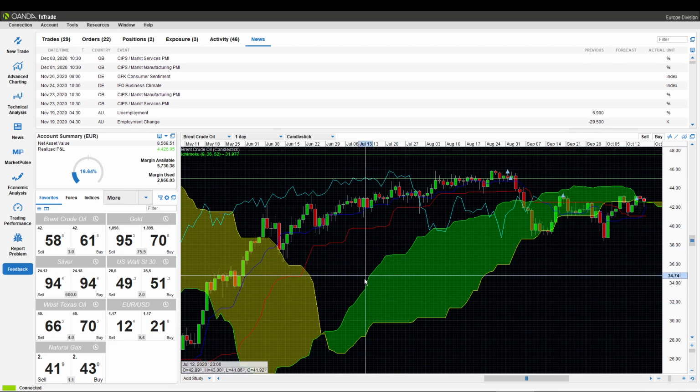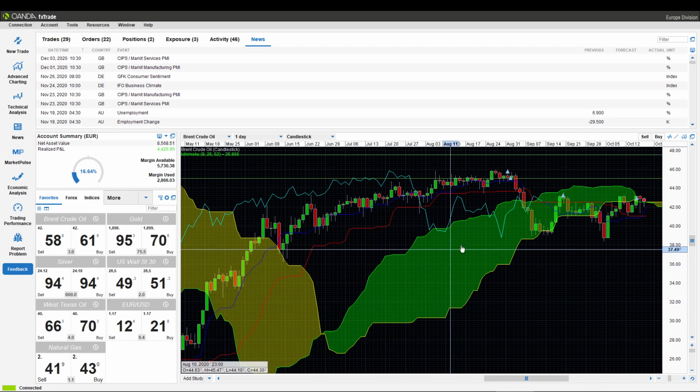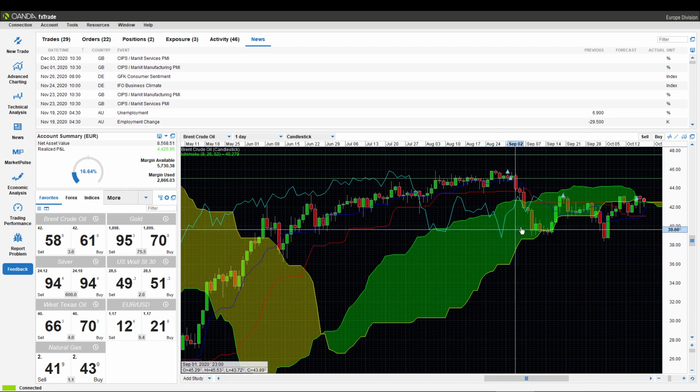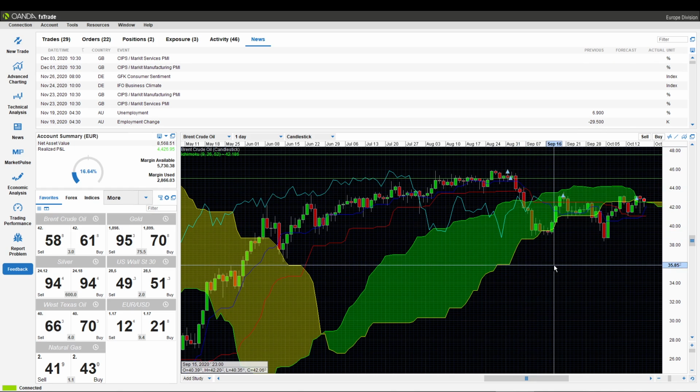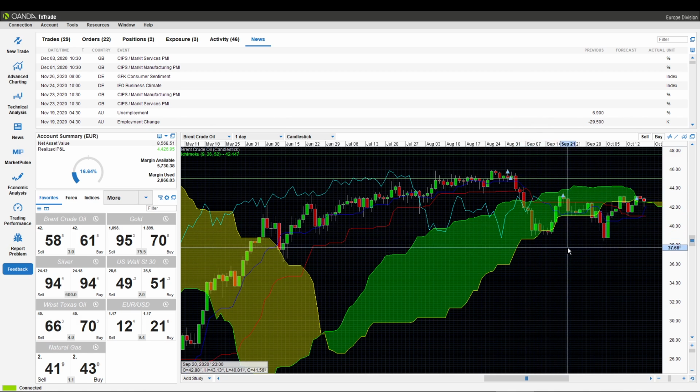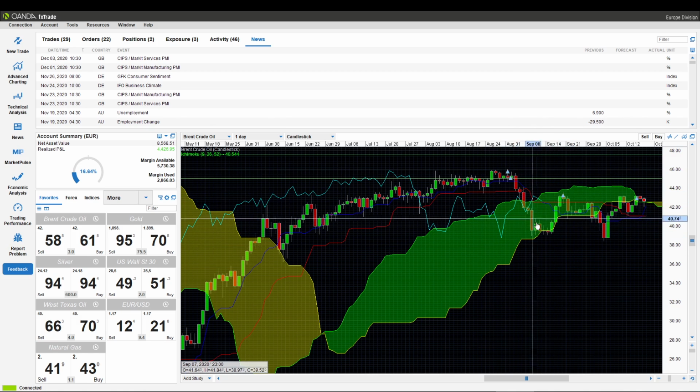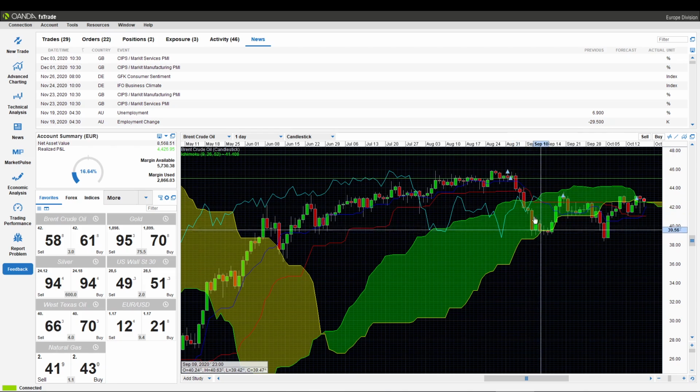And some people say that you shouldn't trade in the cloud. However, I do trade because I noticed that most of the time when the price enters the cloud, it usually goes through it. Now the price may return or it may continue, but usually this window gets covered by the price.